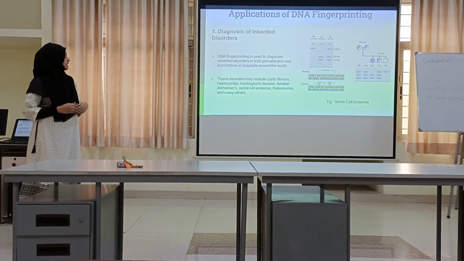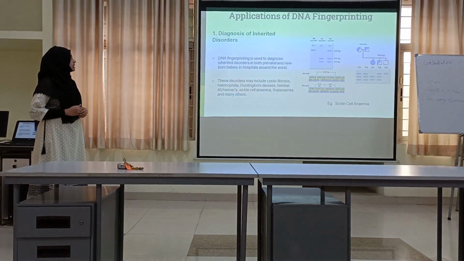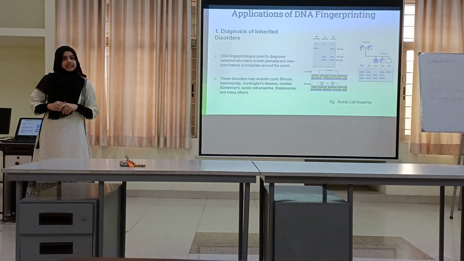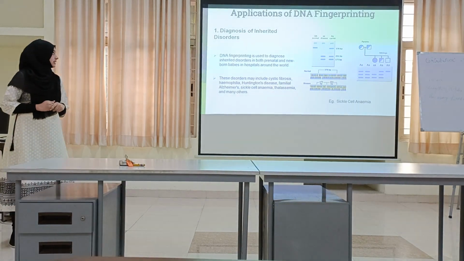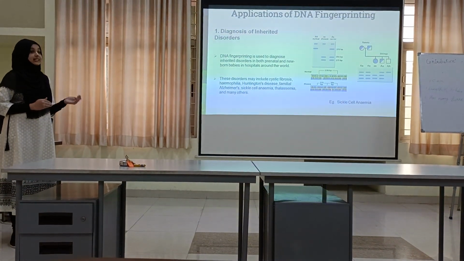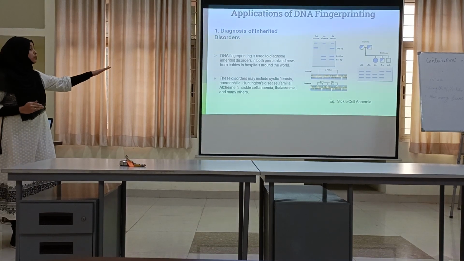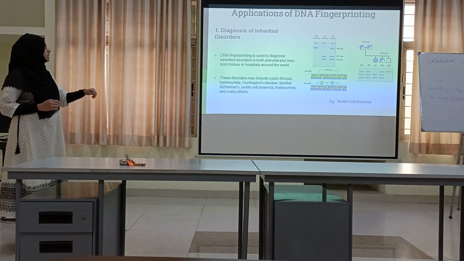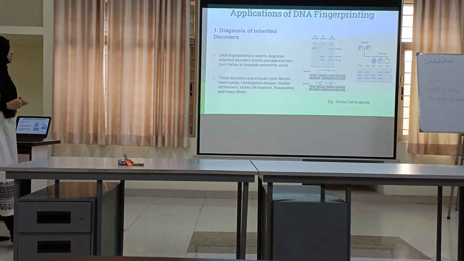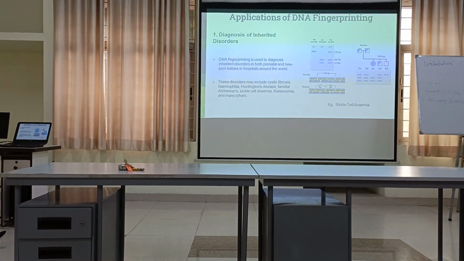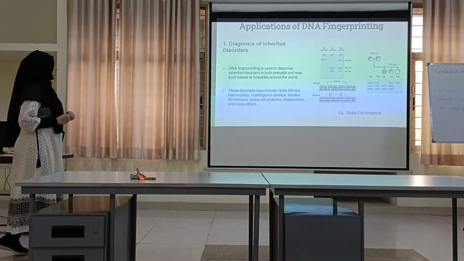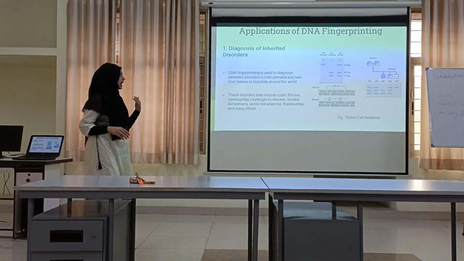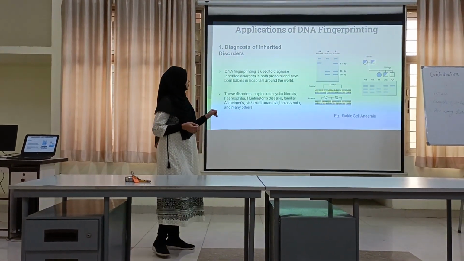Inherited diseases: DNA fingerprinting is used to diagnose inherited disorders in both prenatal and newborn babies in hospitals around the world. So it is very important for diagnosing inherited disorders in both prenatal, when babies are still in the womb, and newborn babies. So what are the disorders that it helps to diagnose? These disorders may include cystic fibrosis, hemophilia, Huntington's disease, familial Alzheimer's, sickle cell anemia, thalassemia, and many others. The example that we're taking up would be sickle cell anemia. So DNA fingerprinting helps in diagnosing disorders.